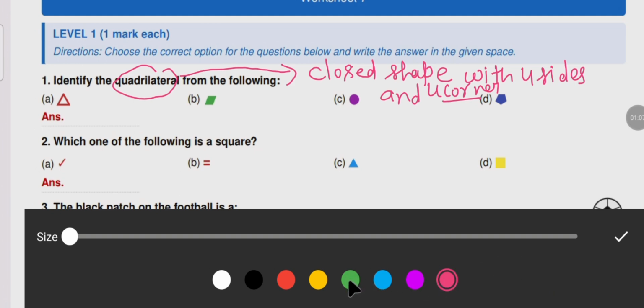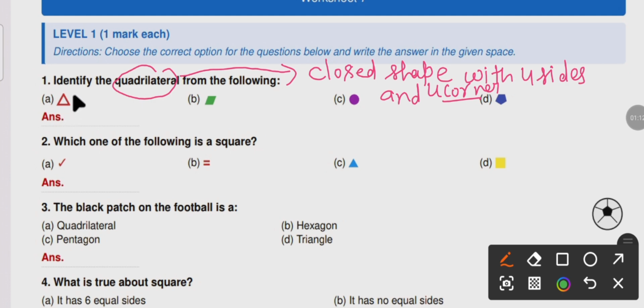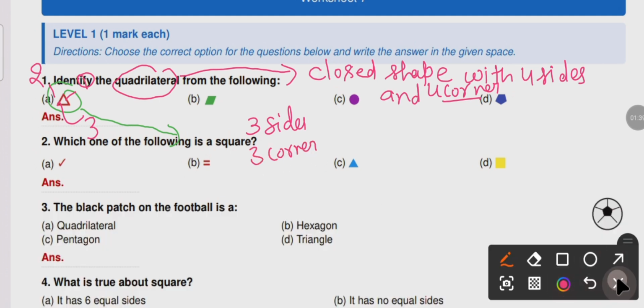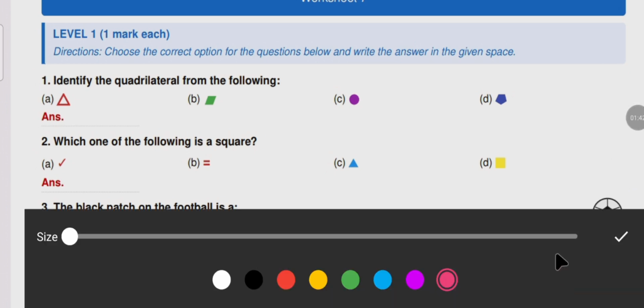Let's start option number 1. So now first option, count the sides of this shape: 1, 2 and 3. In this shape there are 3 sides and 3 corners. So this is a triangle.